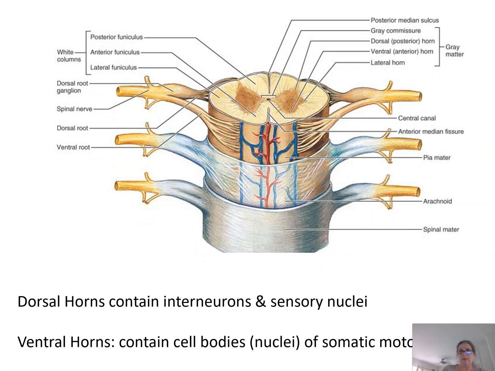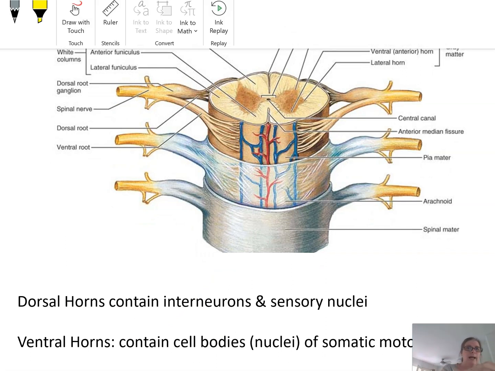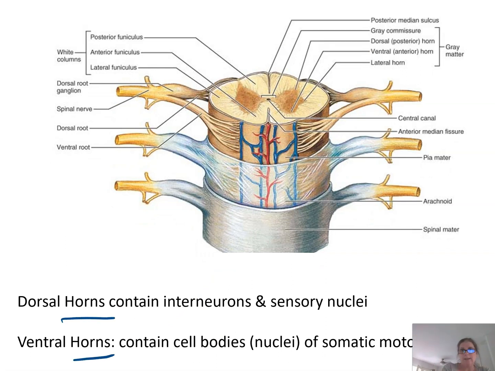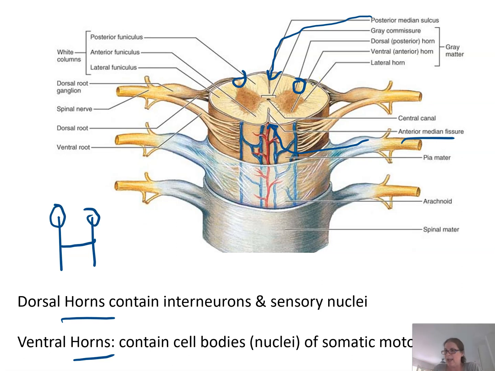So let's identify the gray matter now. And so if we look at it, we're going to have horns. Kind of think of it like a letter H. So there's dorsal horns and there's ventral horns. Now the dorsal horns are going to be posterior. So if I'm looking at this, I see my posterior median sulcus on the back, and I see my anterior median fissure. That's anterior. I see it's a little wider. And so the horns that are back here are going to be called the dorsal horns. Now again, you can call them posterior horns if you want to.